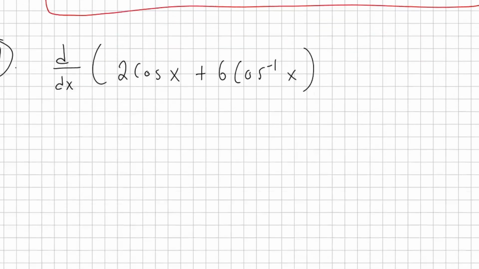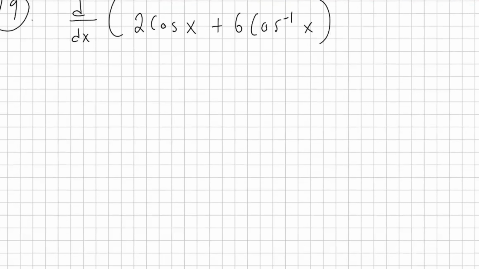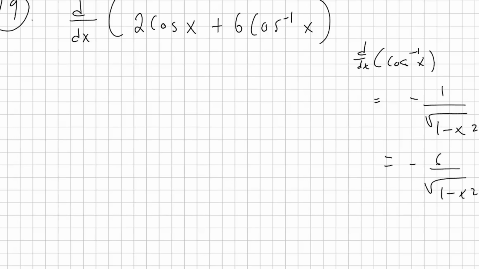Alright. I also want to do question 19, where it asks us to take the derivative of 2 cos x plus 6 cos inverse of x. Remember that the derivative of cos inverse of x is basically equal to negative 1 over root of 1 minus x squared, because that's the only tricky part to this question actually. So 6 cos inverse of x should give negative 6 over root of 1 minus x squared, right?